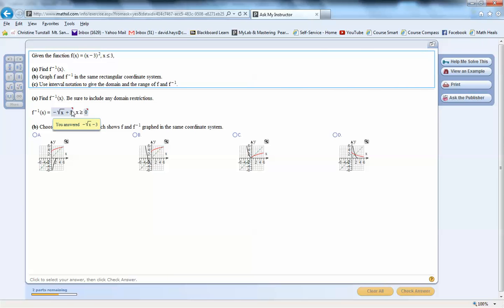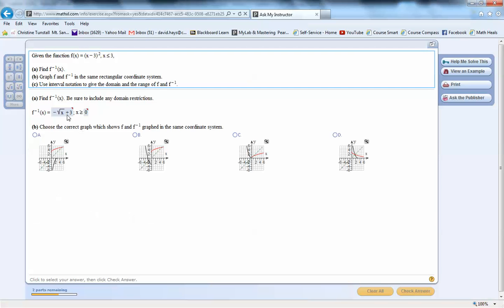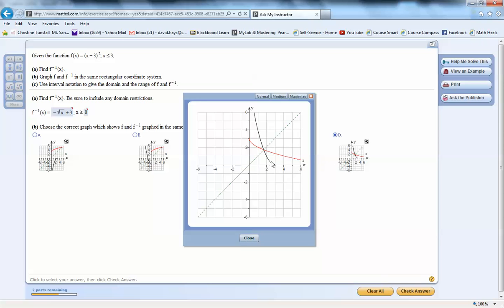I guess they have it flipped around. They put the negative square root of x first and then plus 3. And then the graph, my eyes aren't very good, but I think it looks like D. Let me make that bigger so you can actually see a good picture of what we're trying to draw.